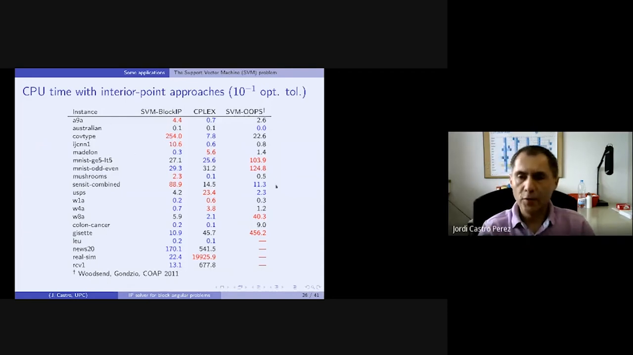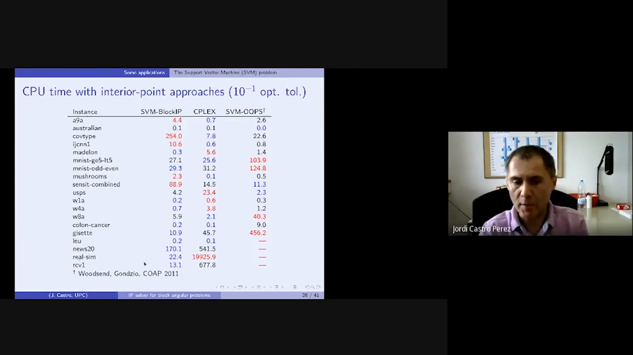So here in blue you have the most efficient result, and in red the worst. When the problems have a small number of variables, usually Cplex and SVM OOPS are very good. In general, not always, they outperform Block IP. But when we go to the second set of problems, when the number of features is very large, we see that our approach is much, much more efficient. For instance, OOPS was unable to solve these problems. Indeed, it could not start the optimization because of memory requirements. But our approach was very efficient.